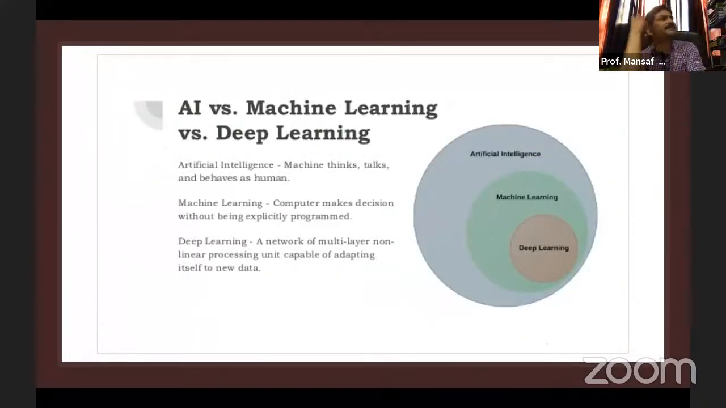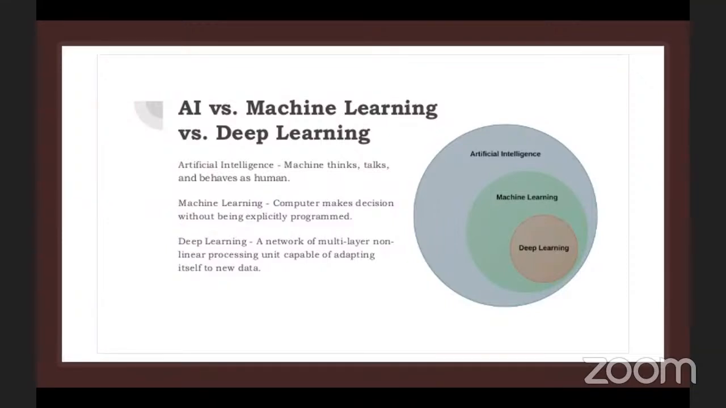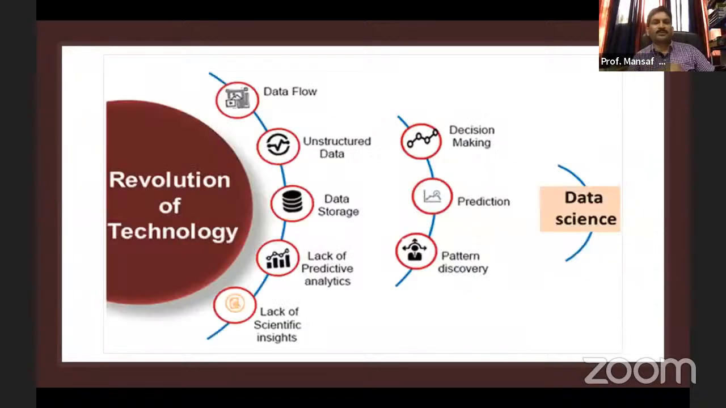And what concepts of artificial intelligence are we going to use here? We are going to use machine learning and deep learning. A lot of algorithms are available, machine learning algorithms and deep learning algorithms. Machine learning and deep learning are subsets of artificial intelligence. Deep learning is a subset of machine learning. So these concepts we are going to use.